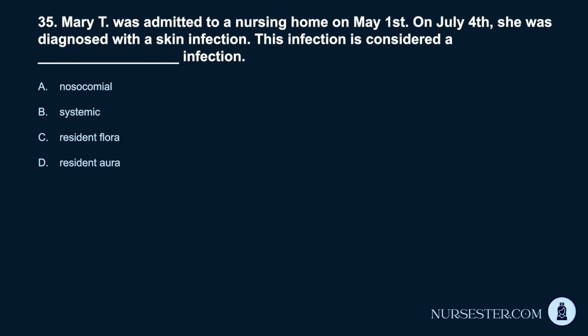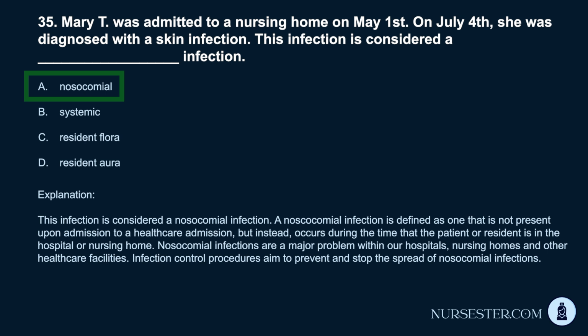35. Mary T. was admitted to a nursing home on May 1. On July 4, she was diagnosed with a skin infection. This infection is considered a ___ infection. A. Nosocomial. B. Systemic. C. Resident flora. D. Resident aura. Correct answer, A. Nosocomial. This infection is considered a nosocomial infection.